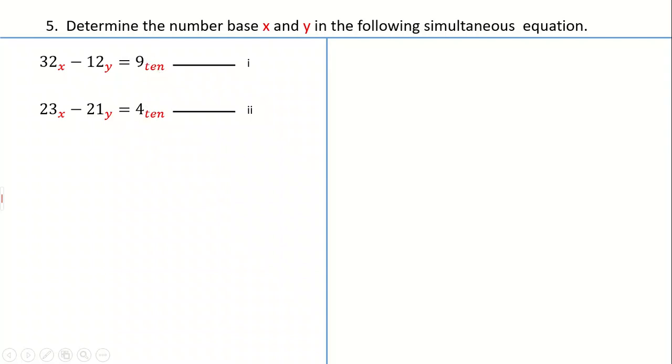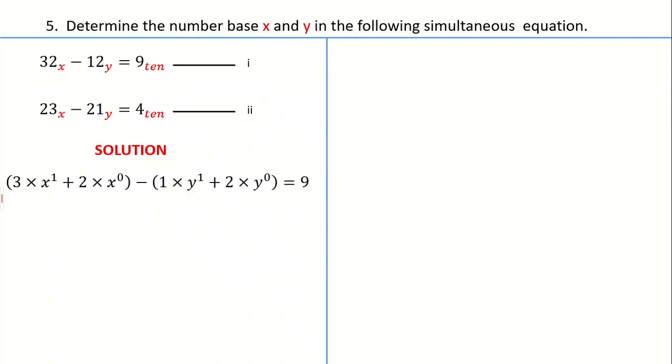I told you already that what you need to do is to convert to base 10, isn't it? Now converting this left hand side to base 10, you have 3 multiplied by x raised to power 1, then plus 2 multiplied by x raised to power 0, minus. You open a bracket at this side. The first bracket is not compulsory anyway, but this second bracket is very compulsory. Why? Because of this subtraction.